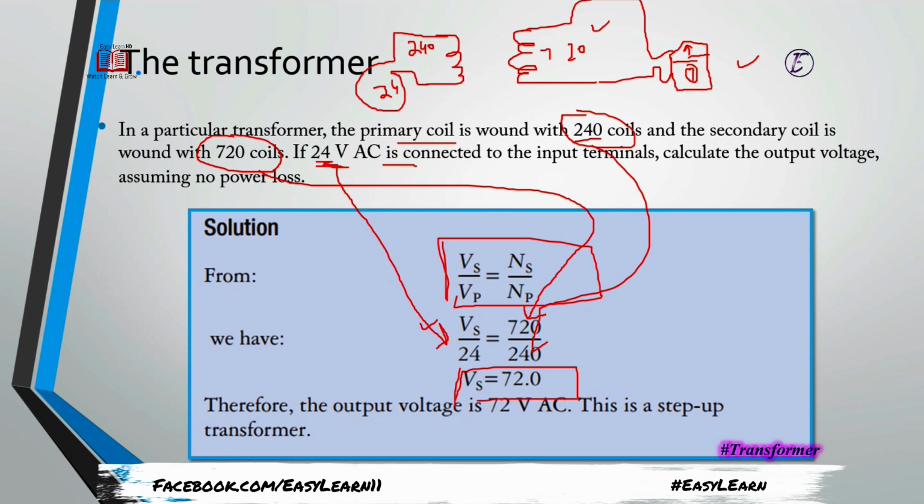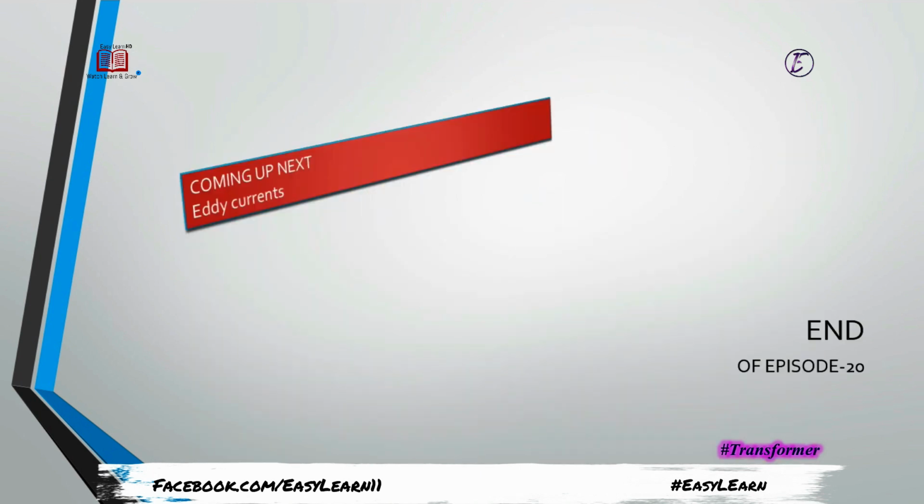So overall, the zero is cancelled out by the zero, the 24 goes to the other side and can be cancelled with the denominator. The answer is 72. Therefore the output voltage is 72 volts AC. This is a step up transformer.